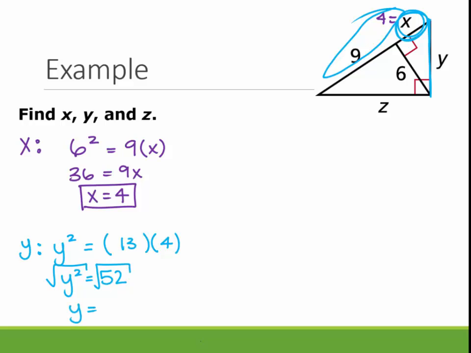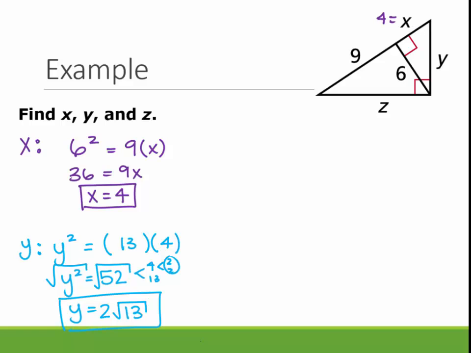we got to simplify this. So we know 4 goes into it. So we can take out a group of 2's, and 13 is left inside. So this y here is 2 times the square root of 13.